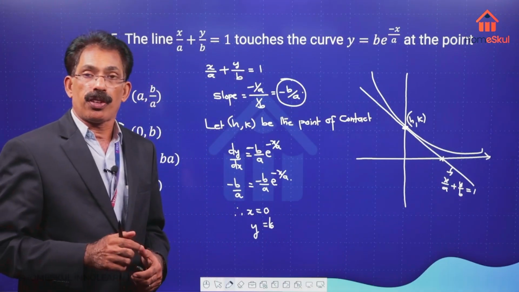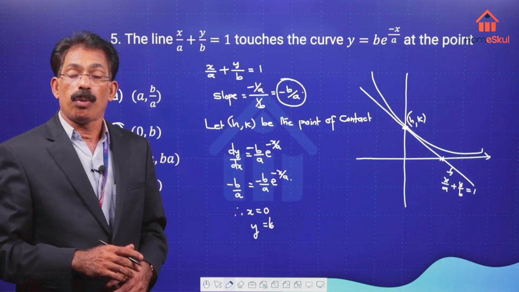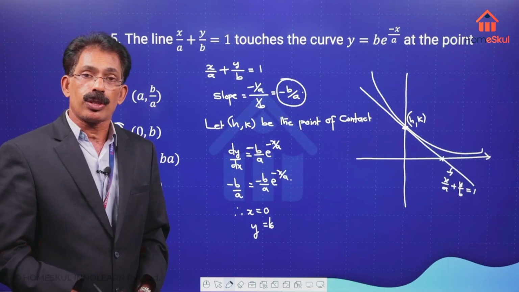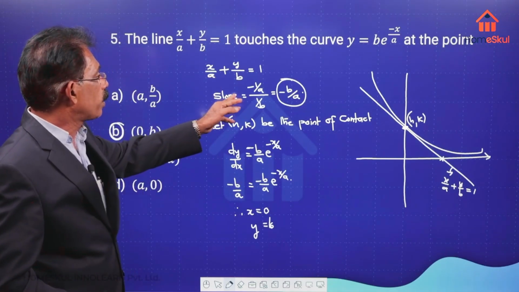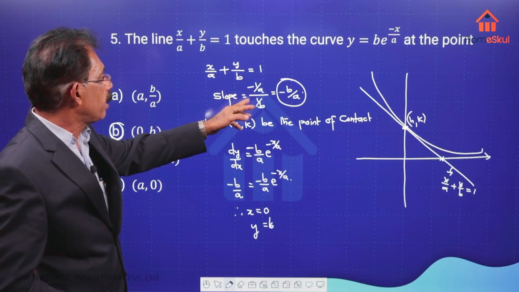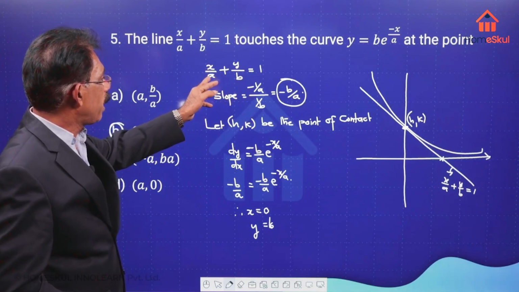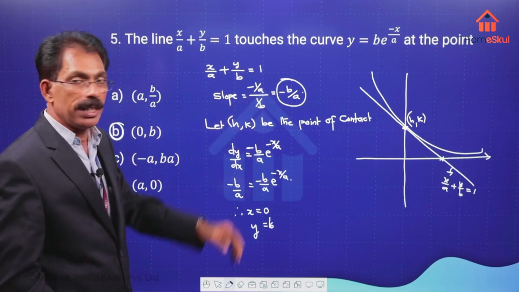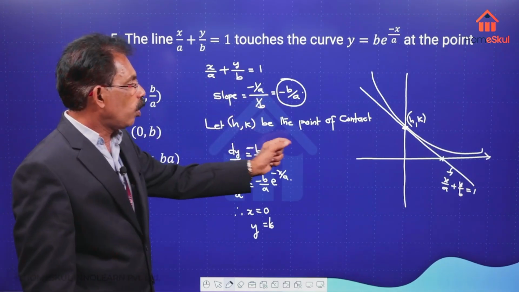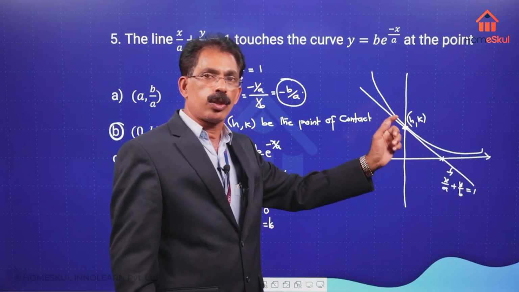One of the methods for finding the slope is: the slope of the line ax plus by plus c is equal to 0 is minus a by b. This is a direct method. Slope is equal to minus a by b. A is what? 1 by a. Minus 1 by a divided by 1 by b. That is equal to minus b by a. This is the slope of the line, that is the slope of the tangent.